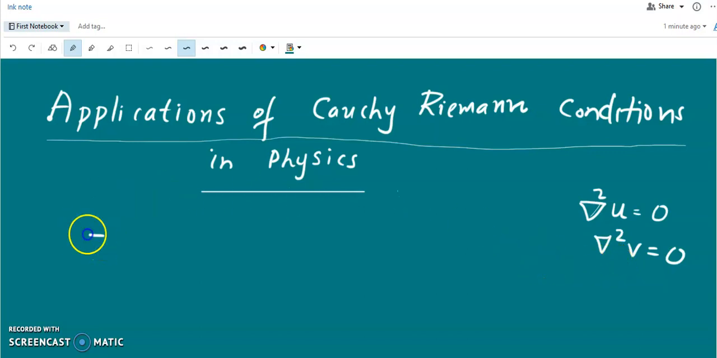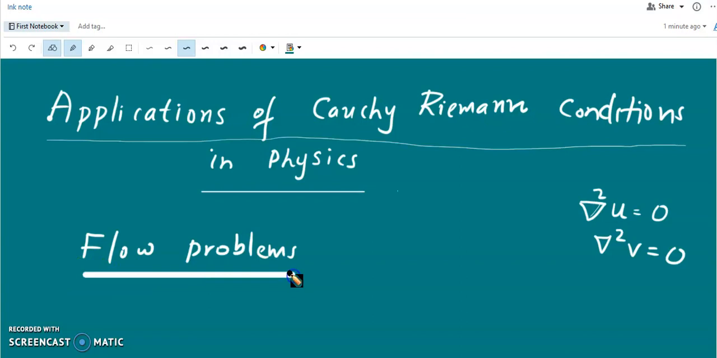So first of all, we discuss a flow problem. They are also useful in field problems. So the Laplace's equations are used in field problems as well as flow problems. So the real and imaginary parts of an analytic function are solutions of Laplace's equation in two variables. So they can be used in the case of flow problems.